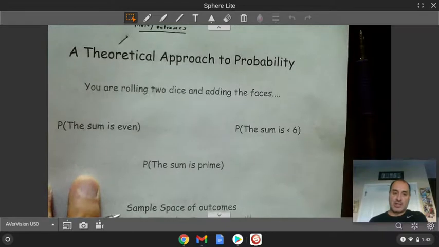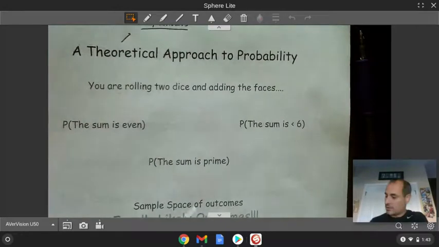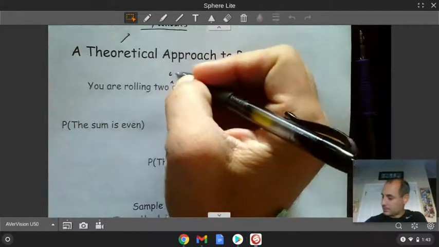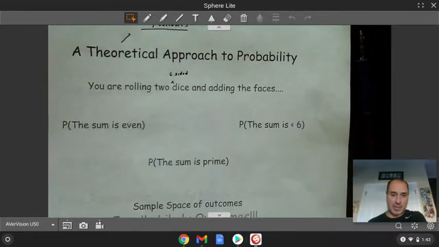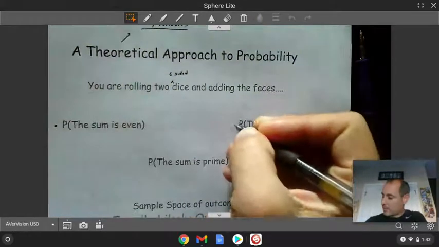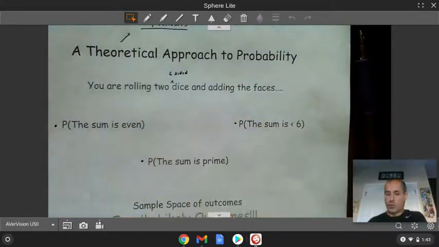For example, if I said you're rolling two six-sided dice, I should say six-sided, and suppose that these are fair dice and adding the faces together, okay, what is the probability that the sum is even, the sum is less than six, the sum is prime? Okay, so I have three probability questions I'm asking you to address.